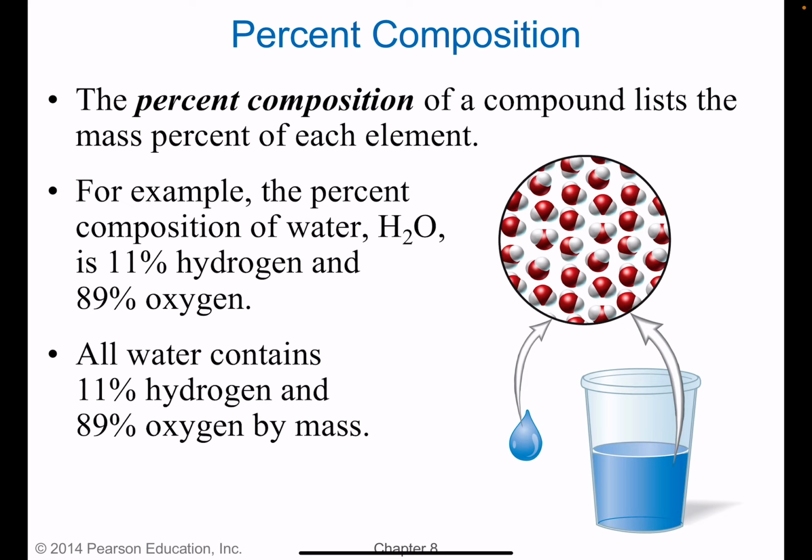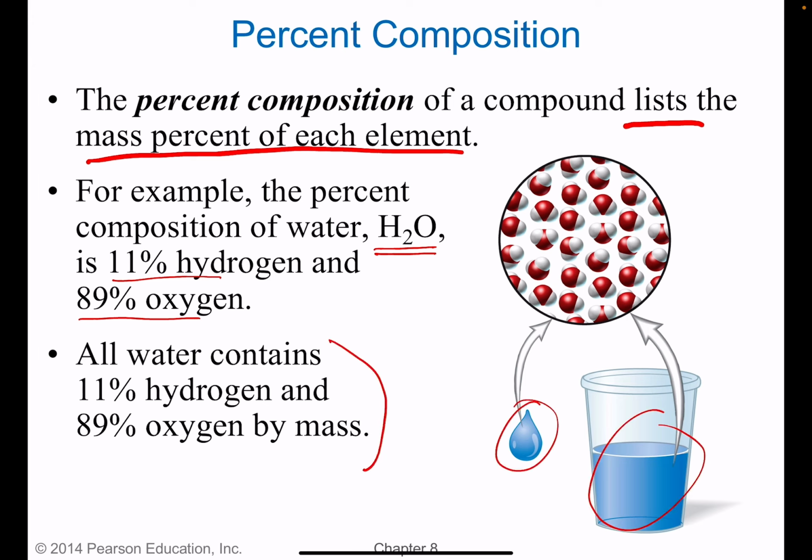Percent composition of a compound is basically listing the mass percent of each element in that compound. So it's telling you how much of a sample of water is hydrogen and how much of it is oxygen by weight. So all water, whether it's a drop of water or a cup of water, is going to be 11% hydrogen by weight and 89% oxygen by weight. So that's what they mean by mass, pretty much by weight, same thing.